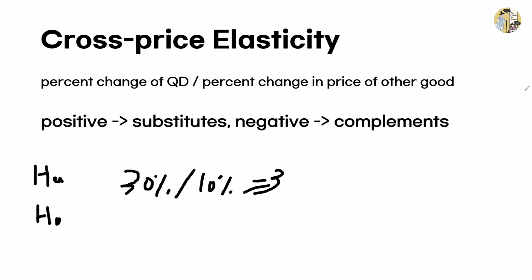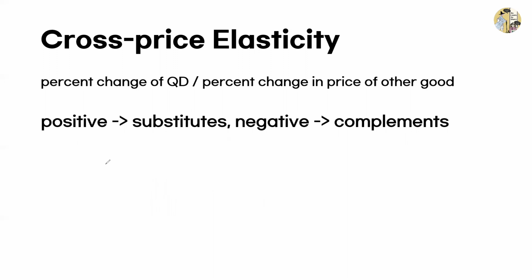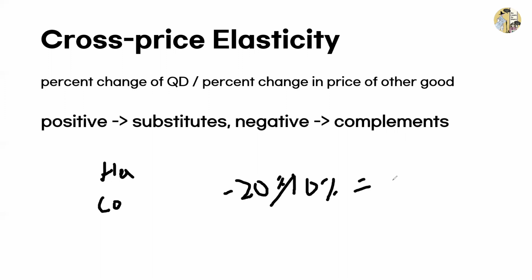Let's look at the opposite, the complements. So what would be a nice complement? Okay, hamburgers and cola. These two are obvious complements of each other. And let's just say that as soon as the price of colas increased by 10%, suddenly people don't want as many hamburgers as they used to before. And so the quantity demanded drops by 20%. In this case, the value is a minus 2. A negative value, so these two are complements.